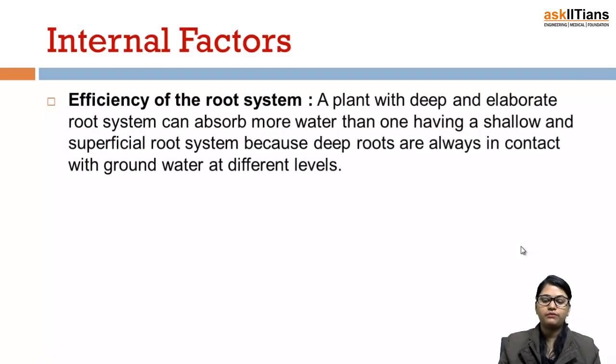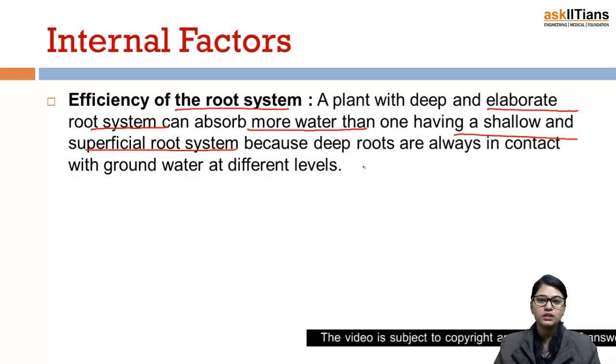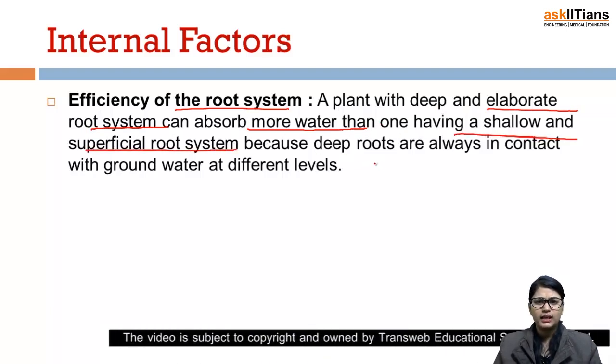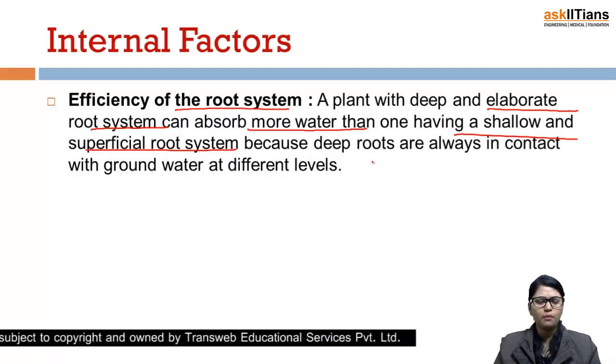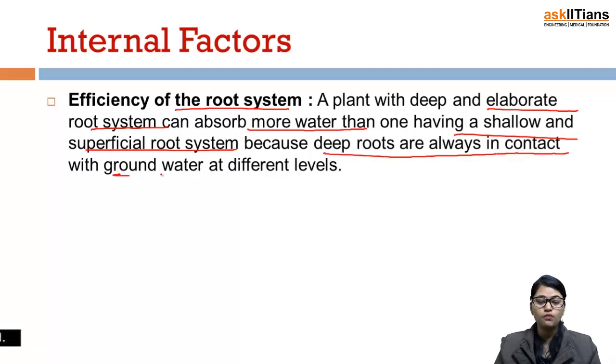Now come the internal factors. Efficiency of the root system. A plant with a deep and elaborate root system can absorb more water than one having a shallow and superficial root system. Why? Because it is commonly understood that deep roots are always in contact with groundwater at different levels. In your foundation classes you have studied about this.